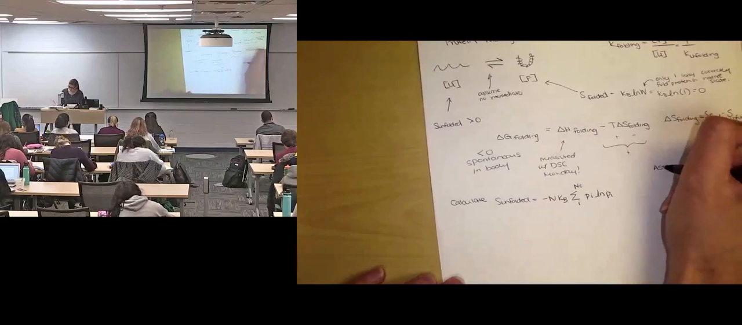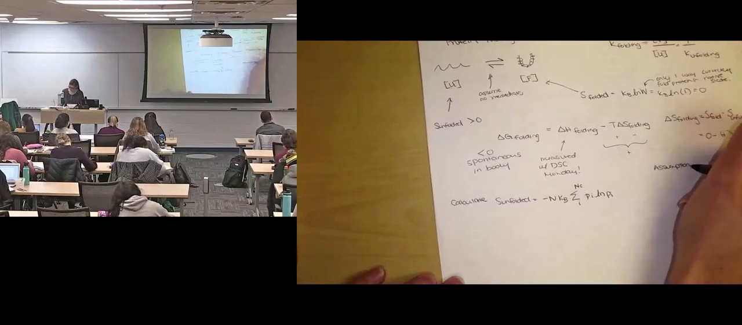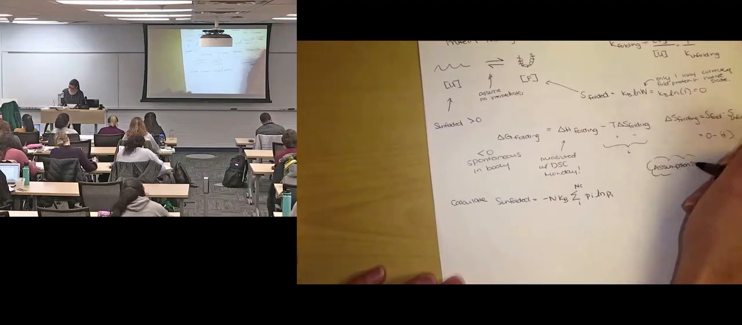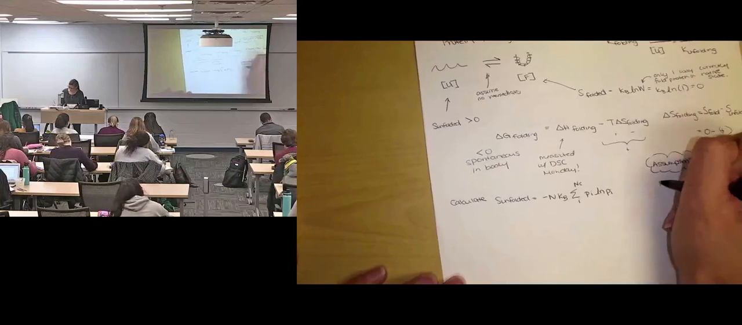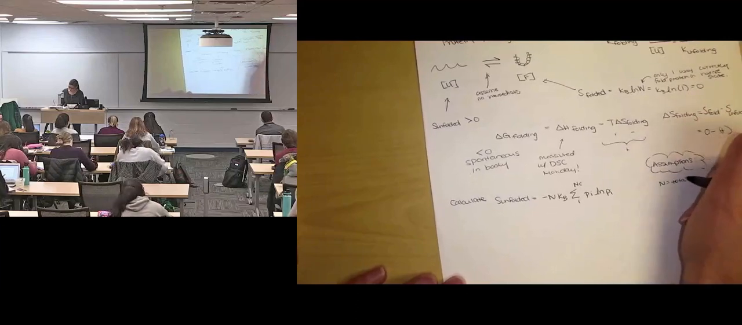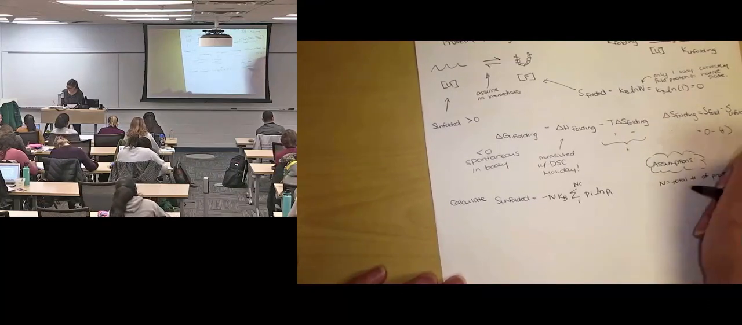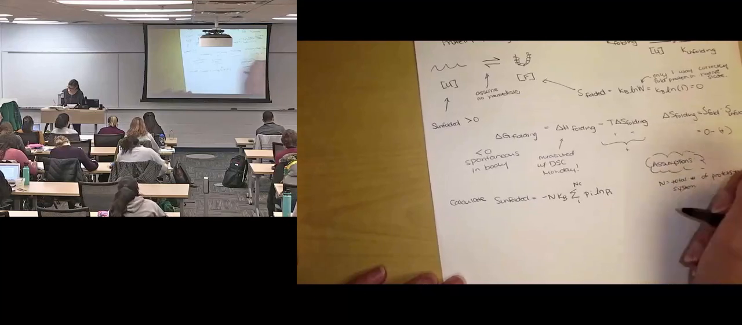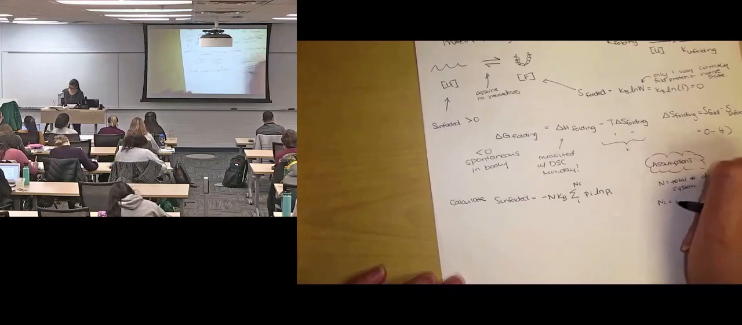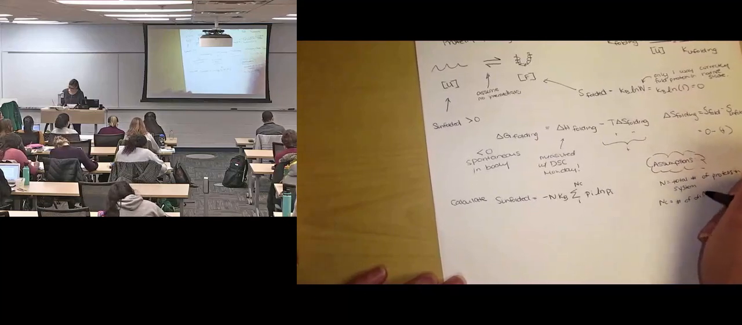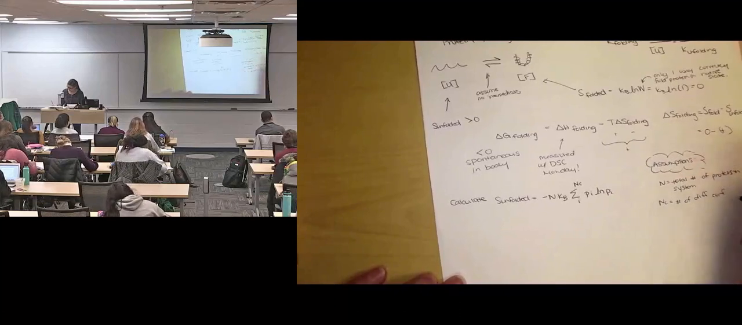Here are the assumptions we're going to make. N is equal to the total number of proteins in my system. N sub c is equal to the number of different conformations of the unfolded state.